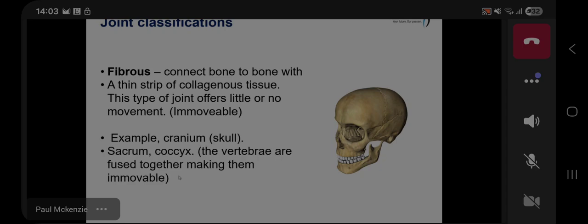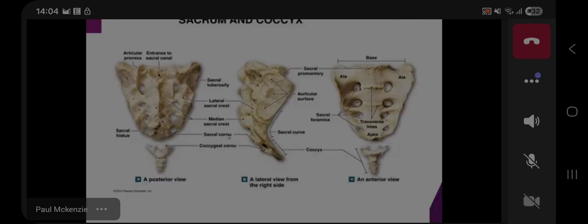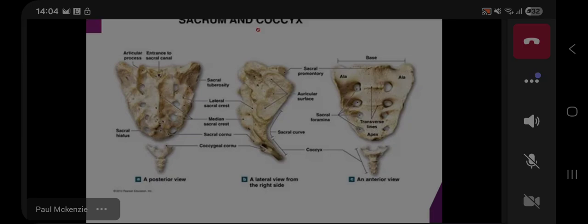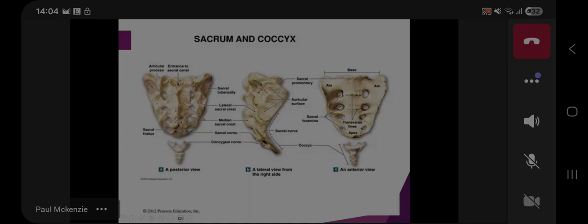They also exist between the sacrum and the coccyx, where the vertebrae are fused together, making them immovable. This diagram shows you the posterior, or back view, of the sacrum, and this is the coccyx. These are essentially five bones that have been fused together, and this is another four that have been fused together. Where they've been fused, these joint lines are immovable. So there's another example of immovable joints within the sacrum and within the coccyx.